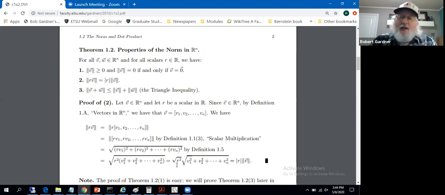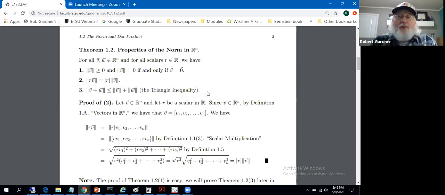Square root of r squared is not r. It's the absolute value of r. Remember, square roots are never negative. You've been exposed to this at various times in the past, I'm sure. But the square root of r squared is the absolute value of r, and that's what we were trying to show. So the norm of r times v is the absolute value of r times the norm of v.